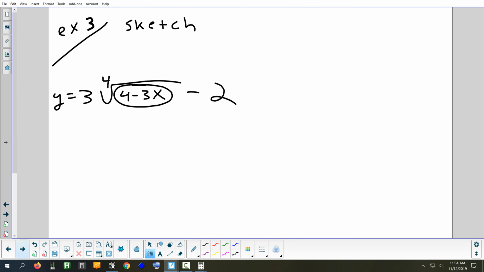Okay. Let's look at this one. I'm not going to actually sketch it. I just want to solve for the point. And then I want you to tell me some points I could plug in. Okay, but I'm not going to do the whole sketch. All right. What's my first step to get the x value? What do I do first?